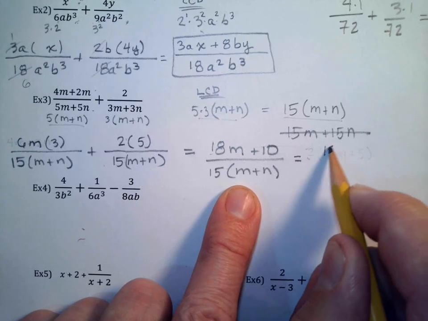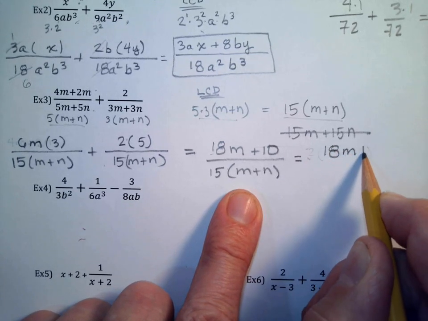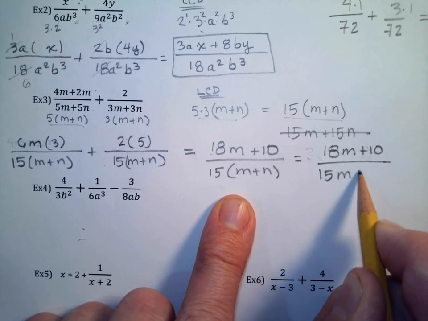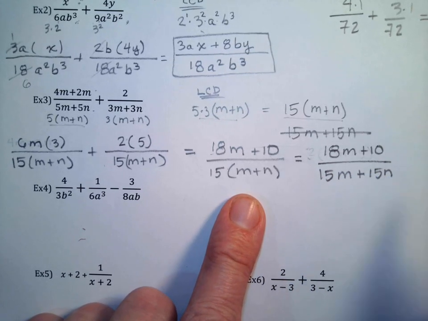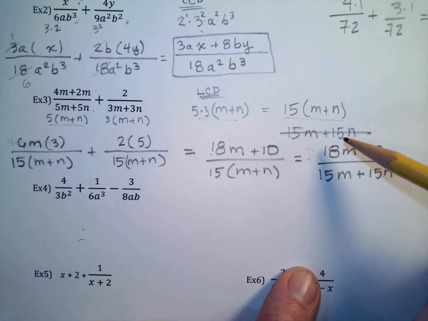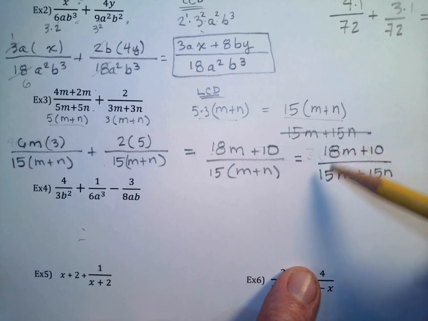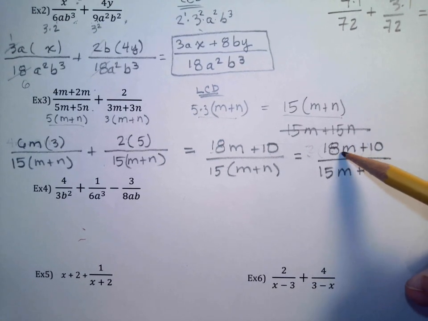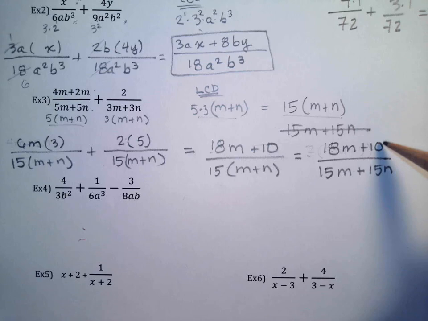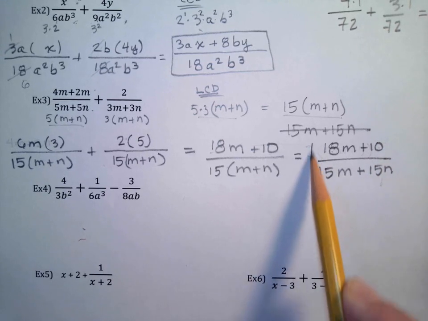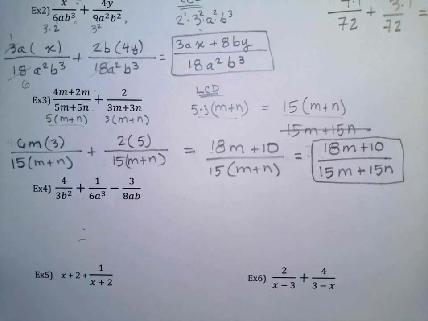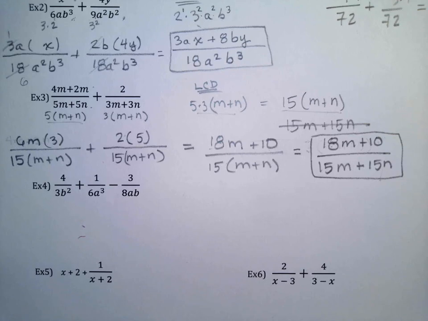So our final best answer, 18m plus 10 over 15m plus 15n. And so again, resist the temptation to cancel these things, right? There's a 3 in here and a 3 in here, but those are parts of binomials, and we can't cancel them. Can't cancel the m, can't cancel the 5 that would be in the 10 and the 15. Again, this is your best final answer. All right, let's move on.